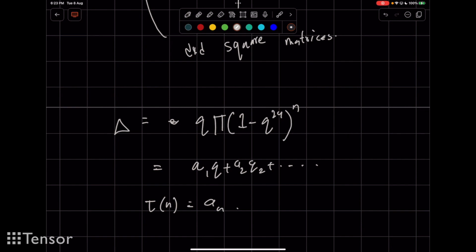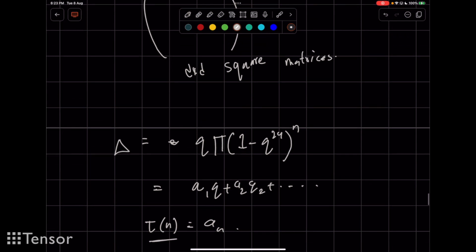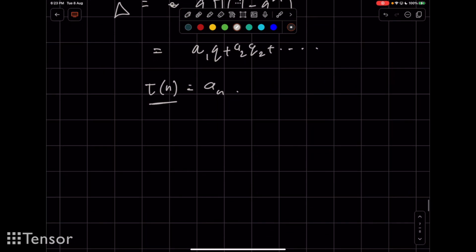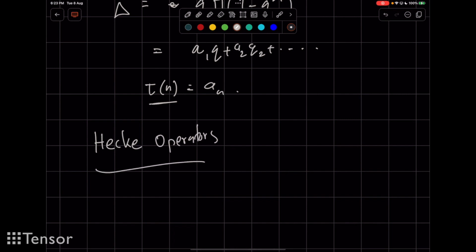There was a famous conjecture, not a conjecture anymore, that this tau function is multiplicative. The multiplicativity of this tau function is proven exactly using the theory of Hecke operators. Hecke operators, what is that? We're going to define this now.